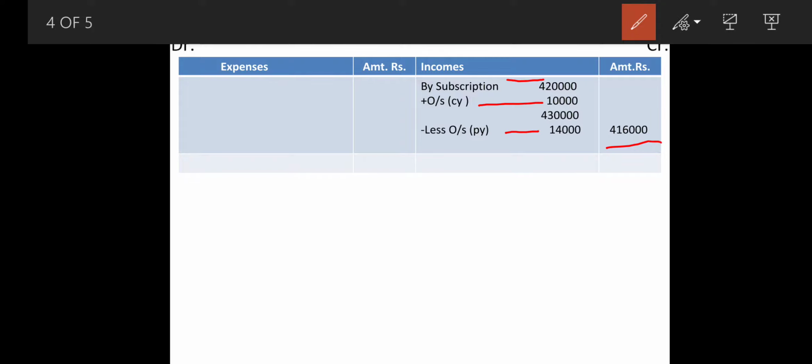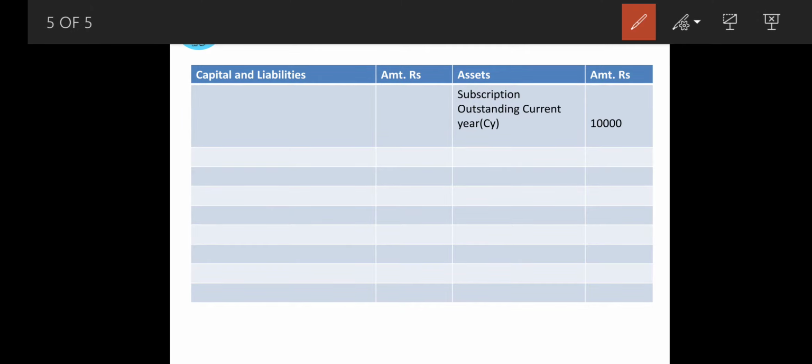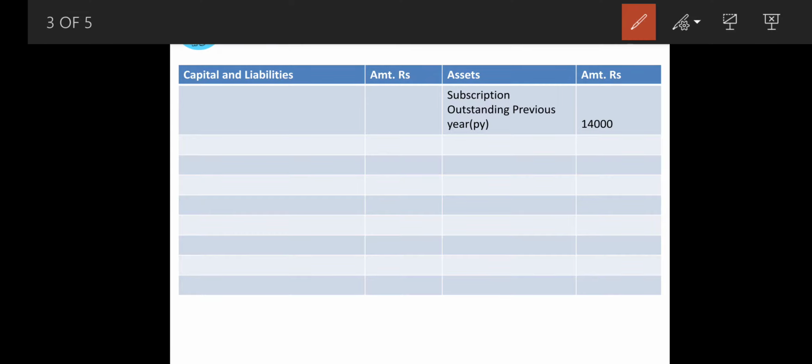Apart from this, where will the outstanding of the current year come? On the asset side of the closing balance sheet, and where will the outstanding of the previous year come? On the asset side of the opening balance sheet. So you can see that I had drawn the closing balance sheet. Over there I have written on the credit side subscription, outstanding, current year, CY 10,000. While at the same time in the opening balance sheet I have written subscription, outstanding, previous year, rupees 14,000.